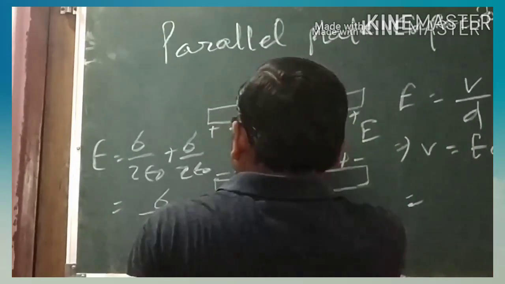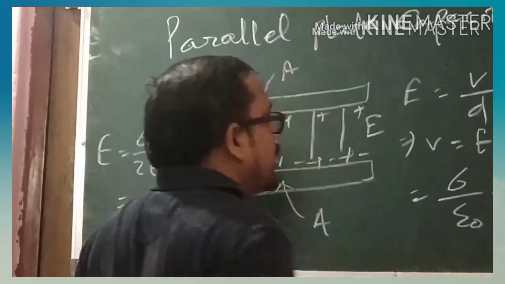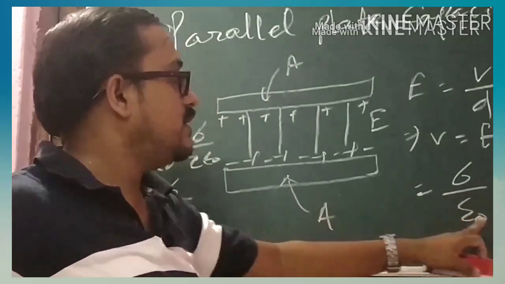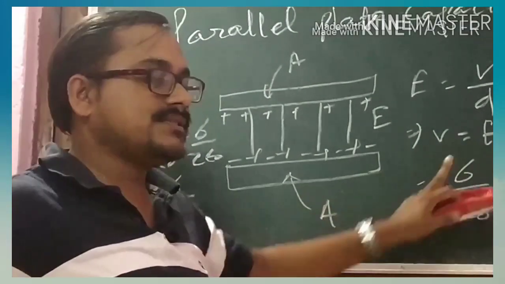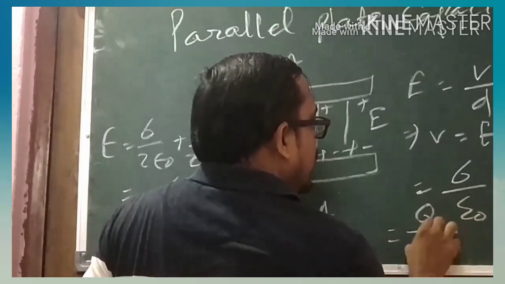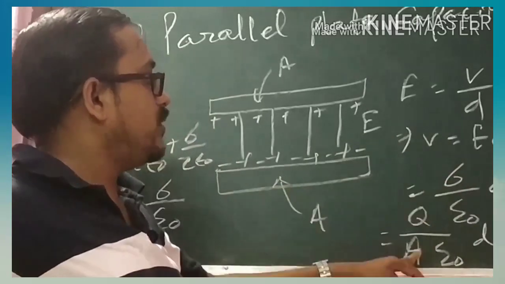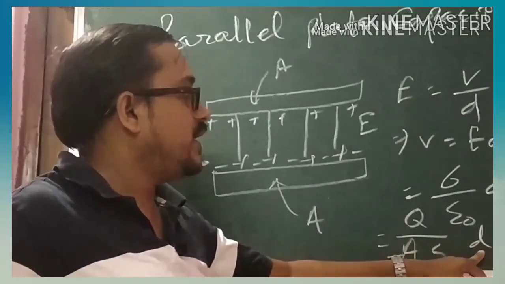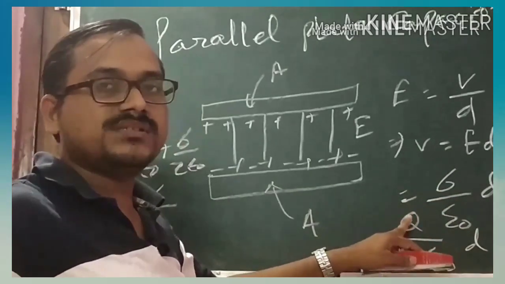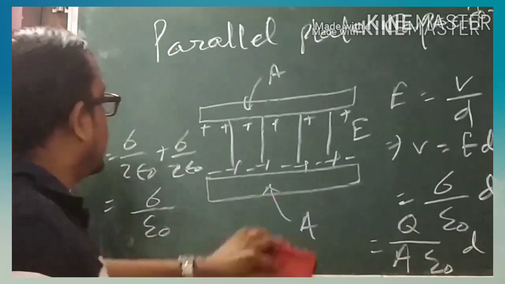Now this implies V equal to E into D. Now we can apply this value: this is sigma by epsilon 0 into D. So in this case we can say V equals sigma D by epsilon 0, but we know that the charge density will be equal to Q by A. Now this will be equal to Q D by A epsilon 0, because sigma is called the charge density, which is the ratio of the charge carried by the surface, Q by A.